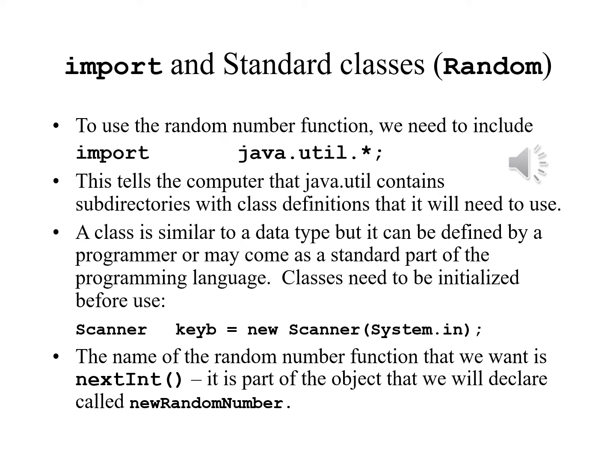A class is a lot like a data type, but the big difference is that it is defined by a programmer and may be part of a programming language's standard package, so to speak. Classes need to be initialized before use, just as we did with keyboard when we wrote Scanner keyboard equals new Scanner(System.in). The random number function that we are going to use is called nextInt. Yes, just like the one that we used with keyboard. It is part of the object that we will declare called newRandomNumber.